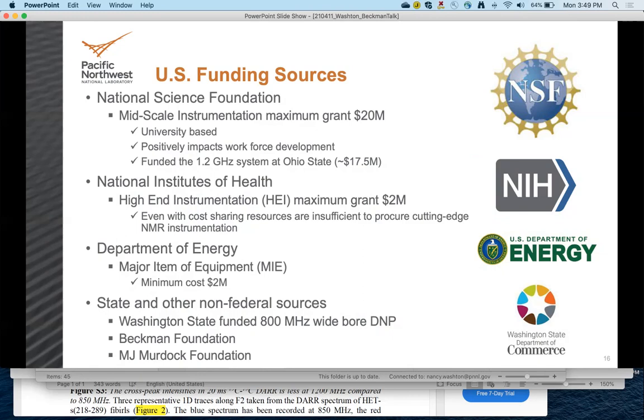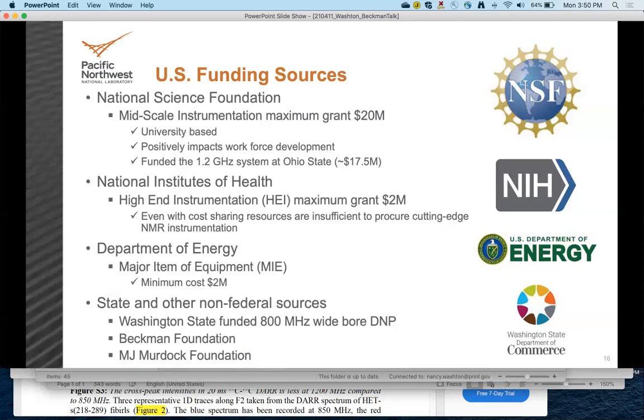So the Department of Energy funds major items of equipment. The minimum cost there is $2 million, and there doesn't appear to be a maximum cost, which makes sense because they're funding the beamline efforts at the national user facilities. These are typically line items in congressional budgets, and there's a lot of planning and work that goes into getting those authorized. And lastly, there are state and other non-federal sources.